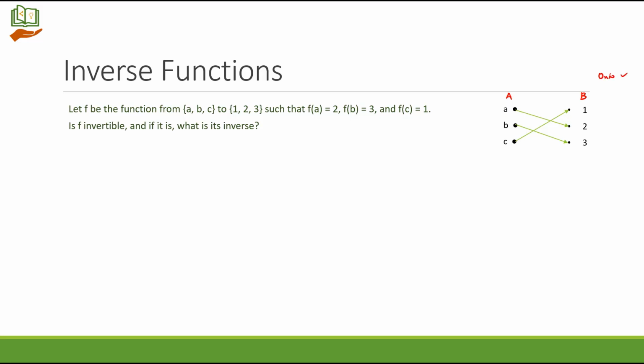What about one-to-one? a is mapping to 2, b is mapping to 3 and c is mapping to 1. So, we have unique mapping here. So, this is one-to-one also. Since we have both these properties true, we can say it has a one-to-one correspondence. When a function has one-to-one correspondence, what can we say? We can say it is invertible. So, the first question will have the answer, yes, it is invertible. The function f is invertible because it is a one-to-one correspondence.